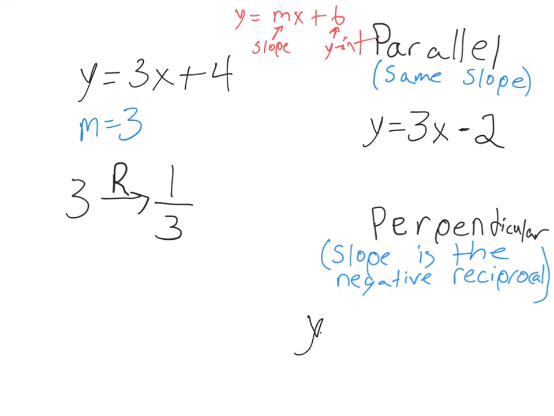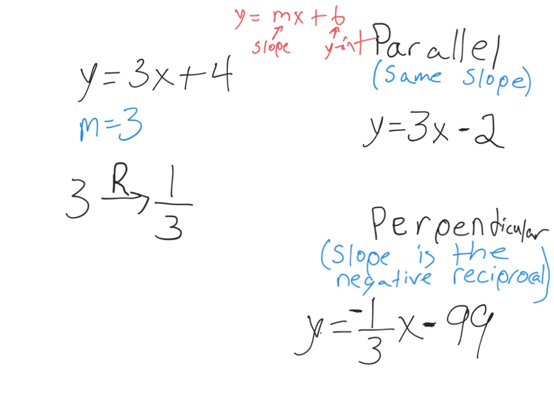So that means my equation is y, and remember, my slope, the reciprocal, is 1/3. I want the negative. So that means negative 1/3 x. Now my y-intercept, it does not matter what my y-intercept is going to be. So I'm going to use negative 99 for my y-intercept.